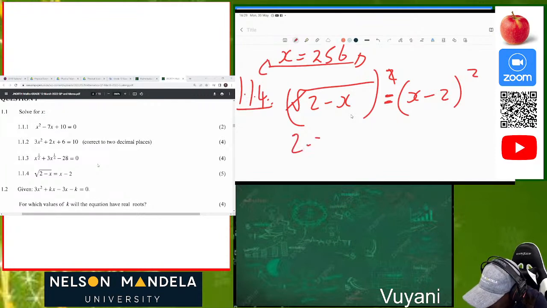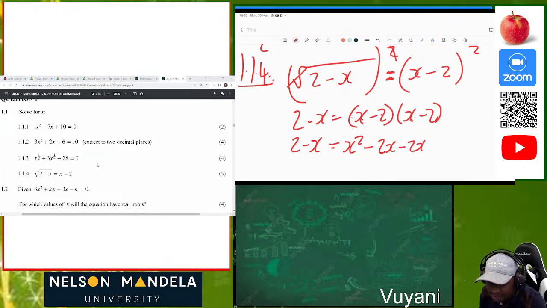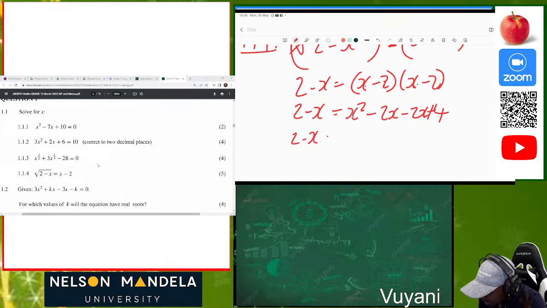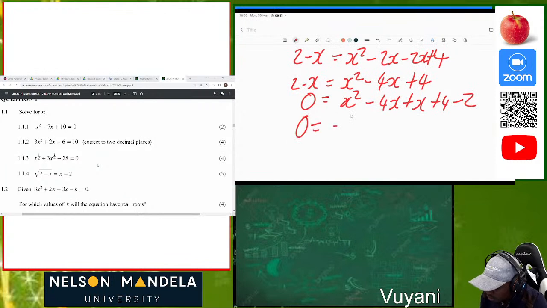Then now we have 2 minus x is equal to x minus 2 times x minus 2. Now we can simplify. X times x is x squared. X times negative 2 is negative 2x. Negative 2 times negative 2 is positive 4. So 2 minus x is equal to x squared minus 4x plus 4. Then we group like terms: 0 is equal to x squared minus 4x plus x plus 4 minus 2. Then 0 will be equal to x squared minus 3x plus 2.